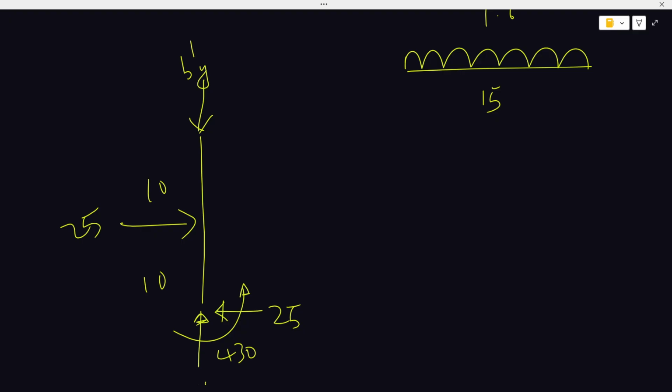BYBA, BXBA, and also a moment. We're having a moment there because it's a rigid connection. In a rigid connection, you can transfer moments. MBBA.